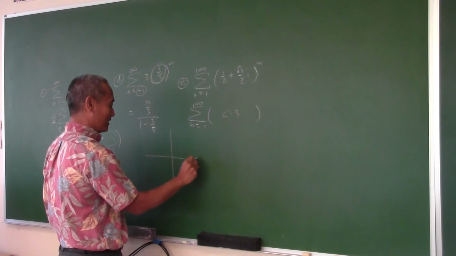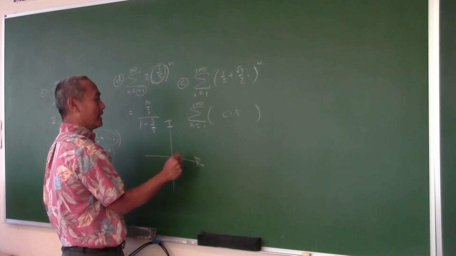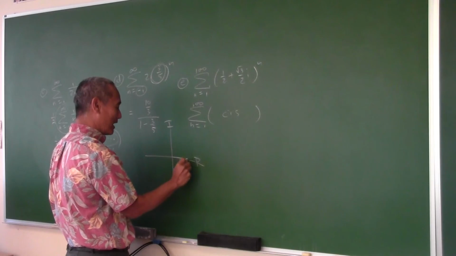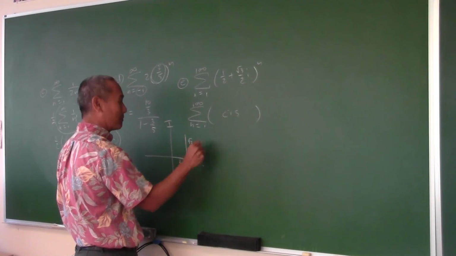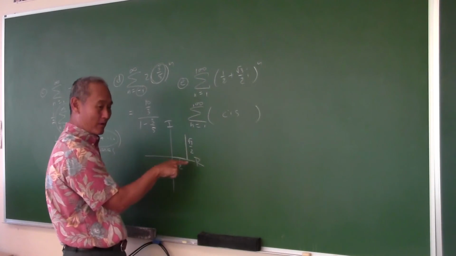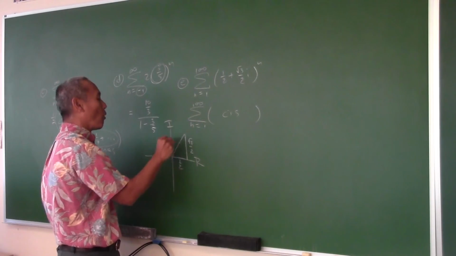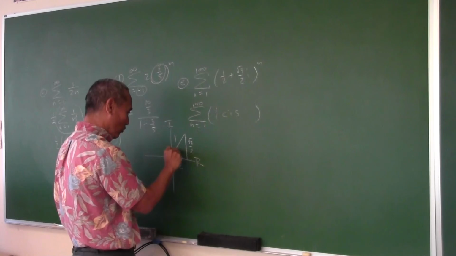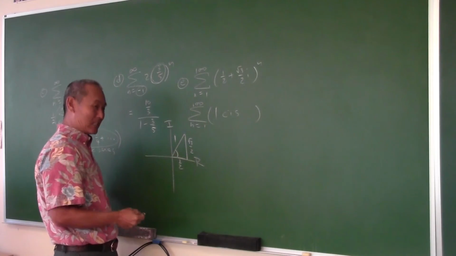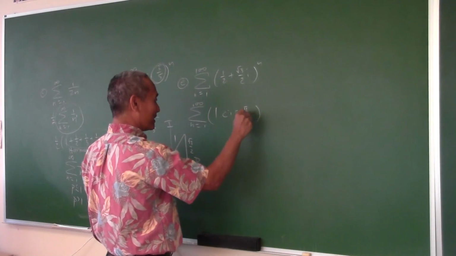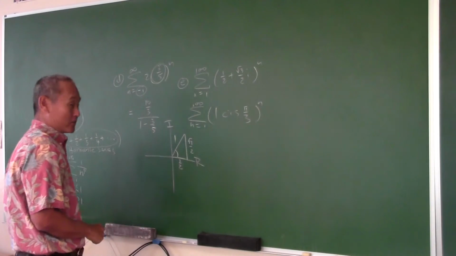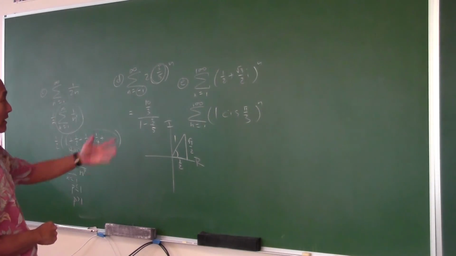Draw a picture. If I go 1/2 to the right and radical 3 over 2 up, basically it's like plotting the point 1/2, √3 over 2. How far from the origin am I? 1. What is that angle there? 60 degrees, or pi over 3. I think it's better to use radians. Okay, and there you go.